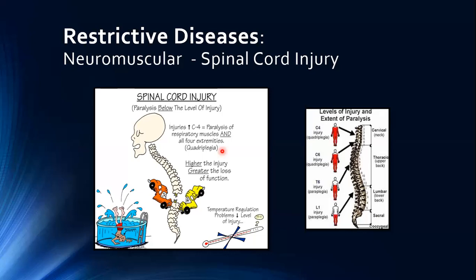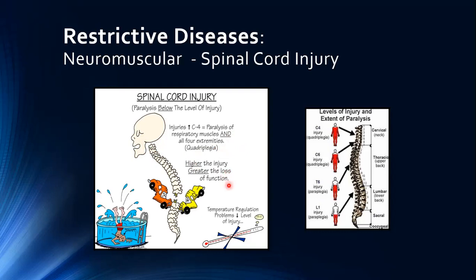And it really depends on, guys, where the injury happened, all right? The level of the injury kind of happens wherever your spinal cord is severed, all right? So injuries that are above C4 give you paralysis of respiratory muscles and all four extremities. That's called quadriplegia. So remember, when we count the C, that's the cervical spine. 1, 2, 3, 4. So anything that breaks up in here, you paralyze from the neck down, okay?